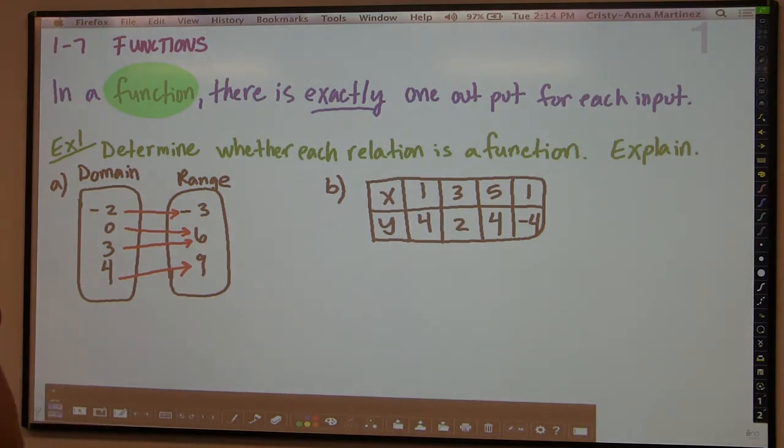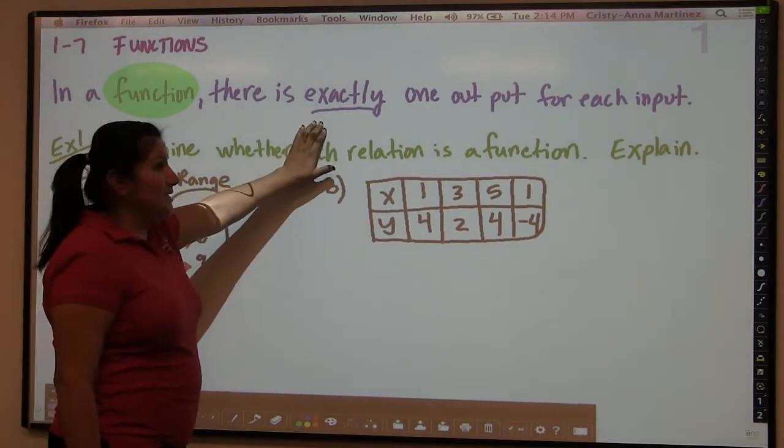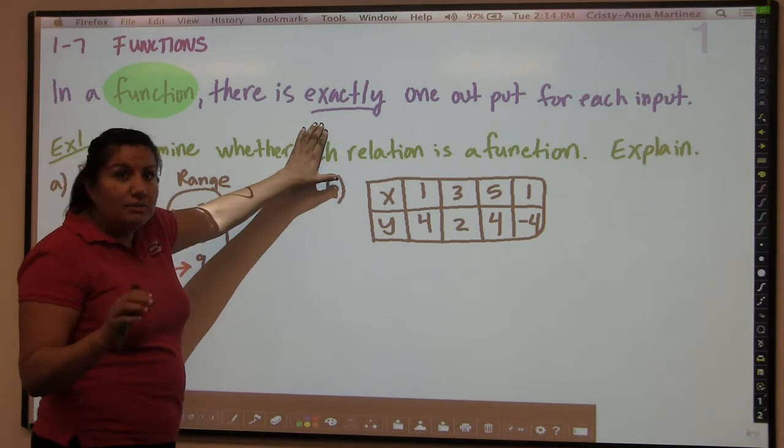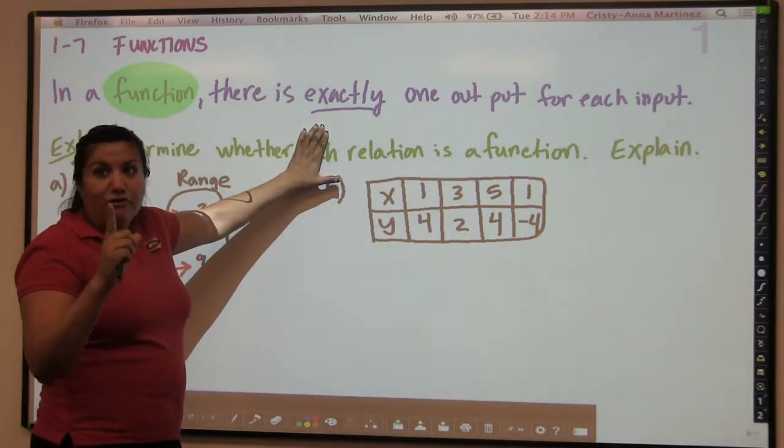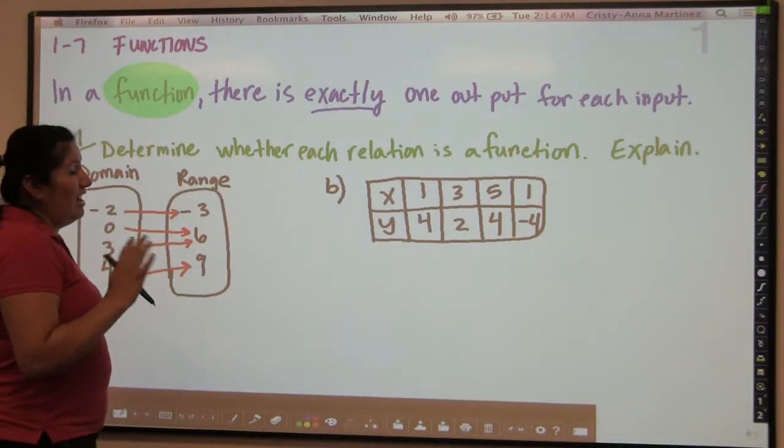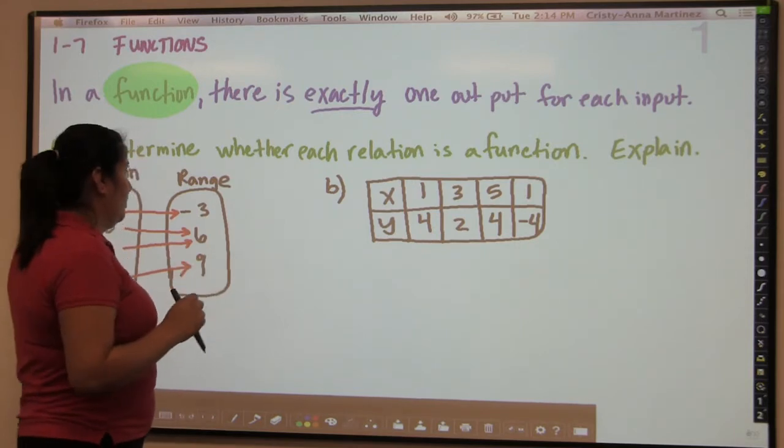Okay, here we go. So, what is a function? In a function, there is exactly one output for every input. And that's literally the definition. But sometimes that can be confusing to people. So, I want to just explain a little bit. Obviously, exactly means exactly, not almost, approximately. Every input has to have one and only one output.